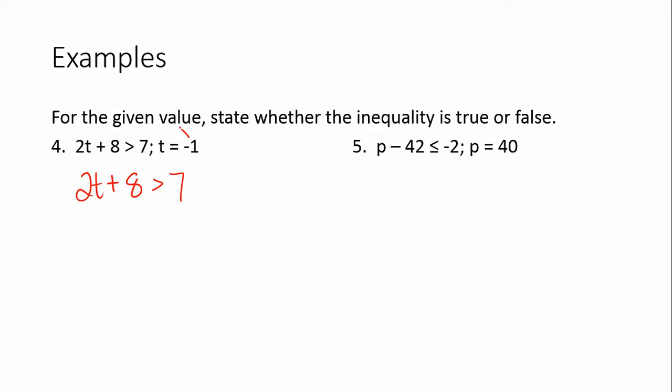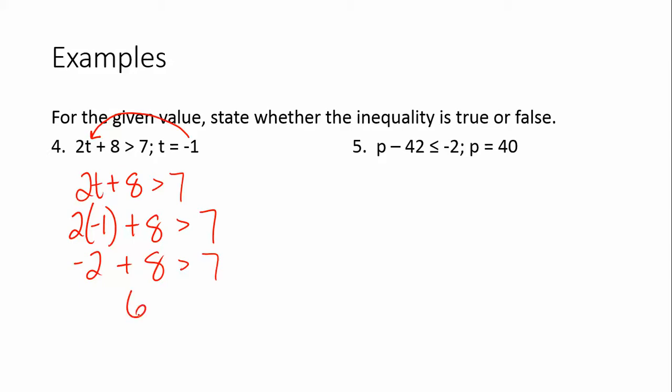So you're going to take that -1 and plug it in for t. So 2 times -1 plus 8, is that greater than 7? Order of operations, we do 2 times -1, and we do -2 plus 8, and we get 6 is greater than 7. This is not true. 6 is not greater than 7, so we write false. For that given value, -1, the inequality is not true.